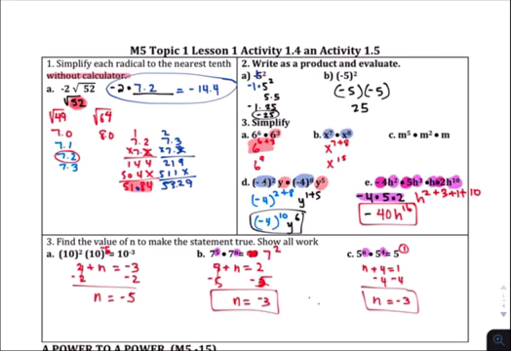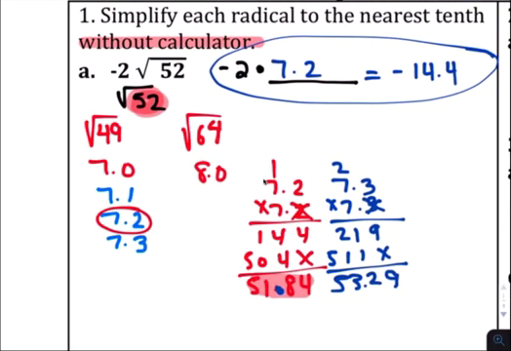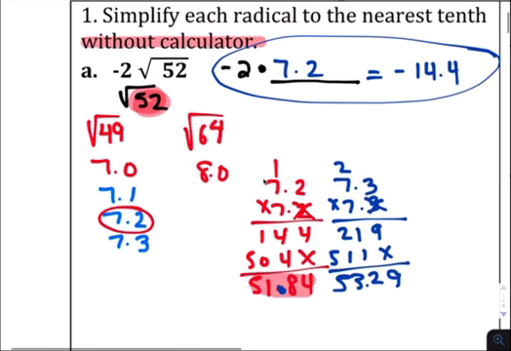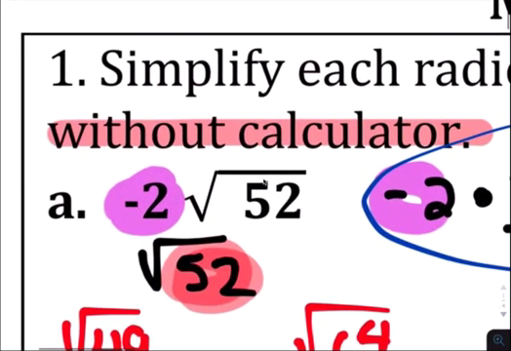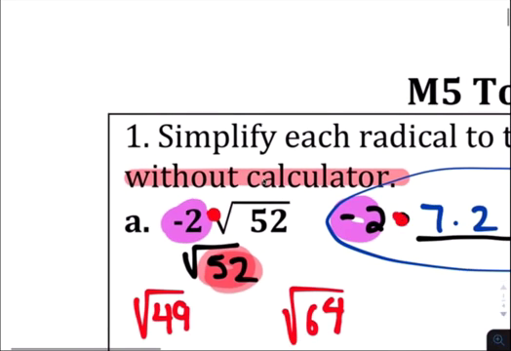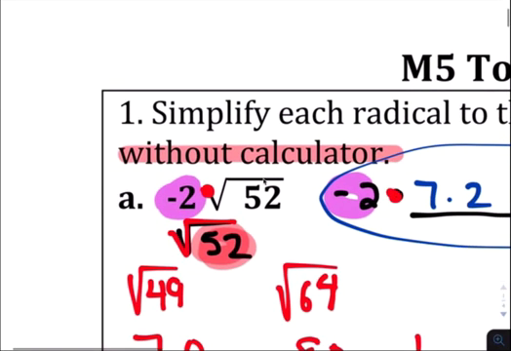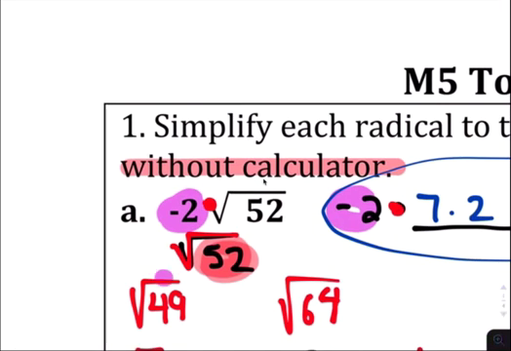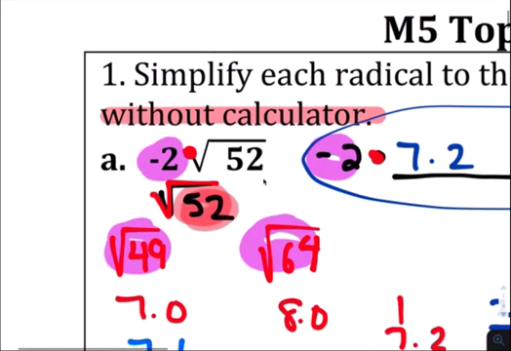How you do number 1, if you didn't get it. This is -2, so you get -2, and if there isn't anything in between, it means times. So times whatever your answer to the square root of 52 is. The square root of 52 is between 49 and 64, so the answer is between 7 and 8.